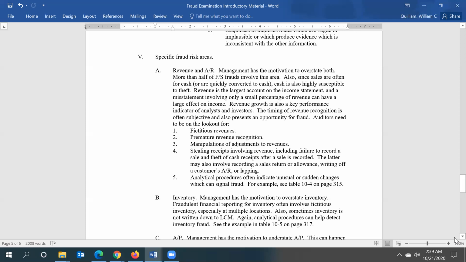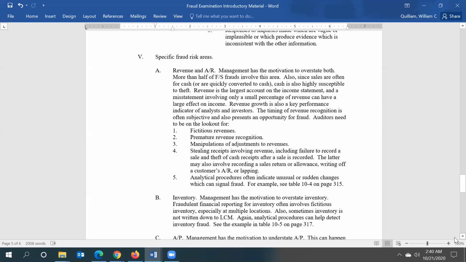Then number 4, stealing cash receipts involving revenue, including failure to record a sale and theft of the cash receipts after the sale is recorded. And the latter may also include recording a sales return or allowance, so acting as though the customer returned something they didn't, or writing off a customer's account receivable, acting like it's a bad debt, or lapping, which is where an employee steals a Monday cash receipt, let's say from a customer, pockets it, uses the Tuesday customer's cash receipt to credit the Monday customer's account, and on it goes. Usually results only if we have poor segregation of duties between custody of cash receipts and record keeping for them.